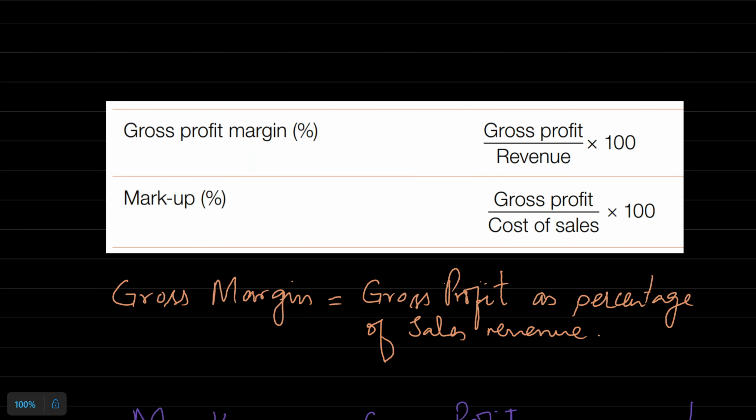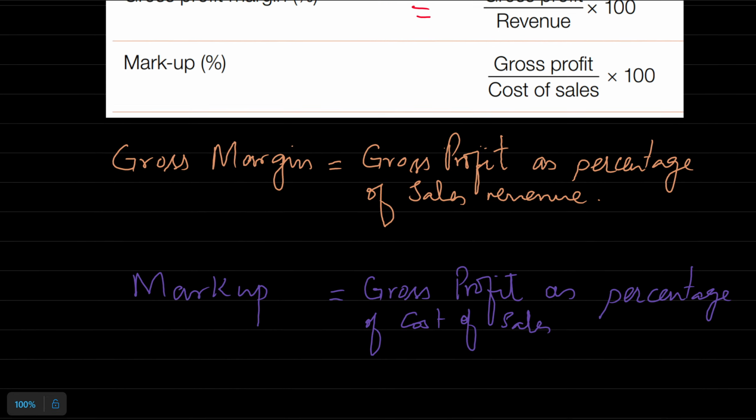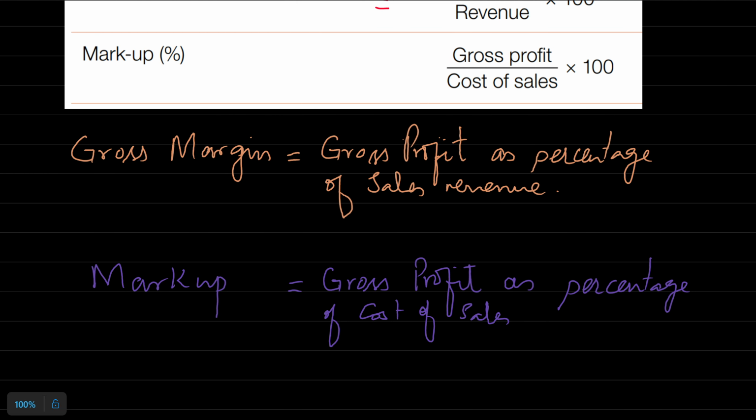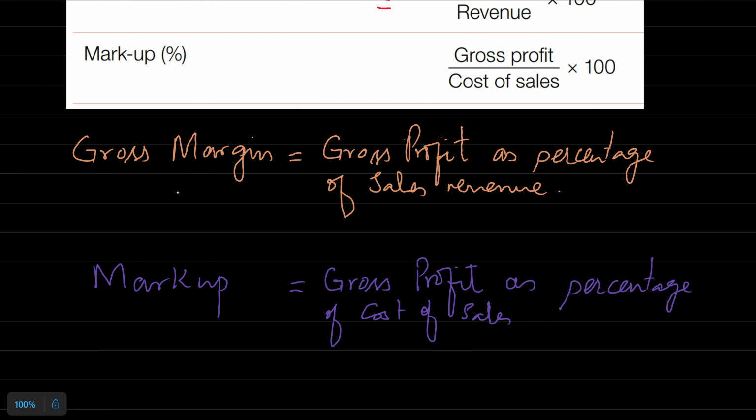Students, first of all, you need to learn the formula. Gross margin is equal to gross profit over sales revenue into 100, and markup is gross profit over cost of sales into 100. So if you are asked to define what is gross margin, you can say gross margin is gross profit as percentage of sales revenue, and markup is gross profit as percentage of cost of sales.